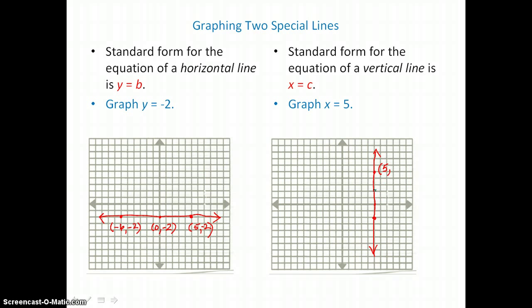This one goes up 1, 2, 3, 4, 5. So this point is at (5, 5). This point was (5, 0) on the x-axis. And this point is (5, -2). Every point on a vertical line has the same x-coordinate, and in this case 5, because the equation is x equals 5. For all y, x is always 5.